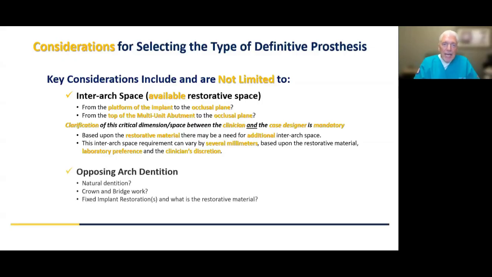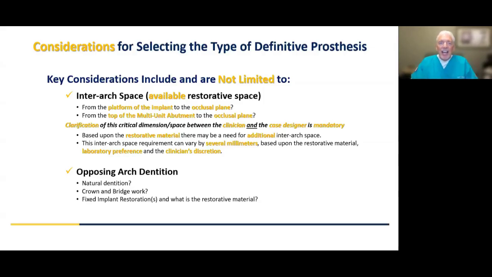All right. So the other thing to consider, and again, not limited to, is opposing dentition. When you're making a decision, what is going to be your definitive prosthesis? What material are you going to utilize? Is there natural dentition on the opposing arch? Because if you go with a zirconia and they have some other crown and bridge work, some of the old feldspathic porcelain, you might say, gosh, that's going to be pretty abrasive.